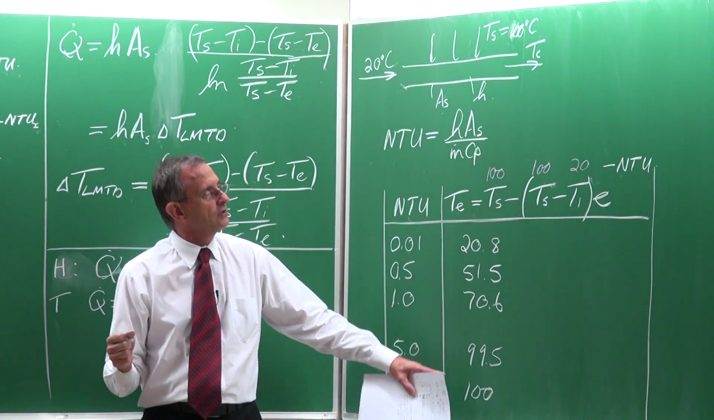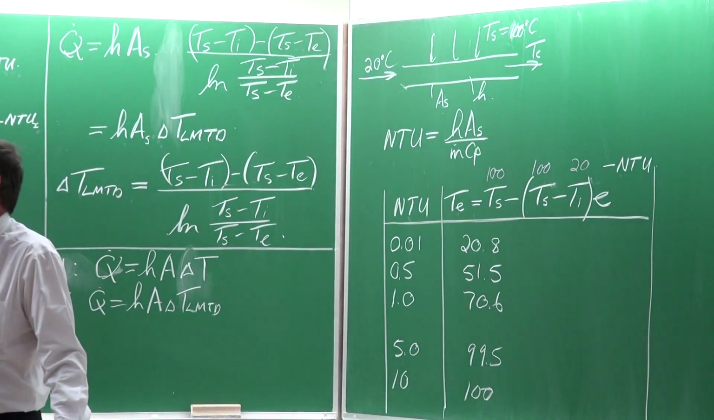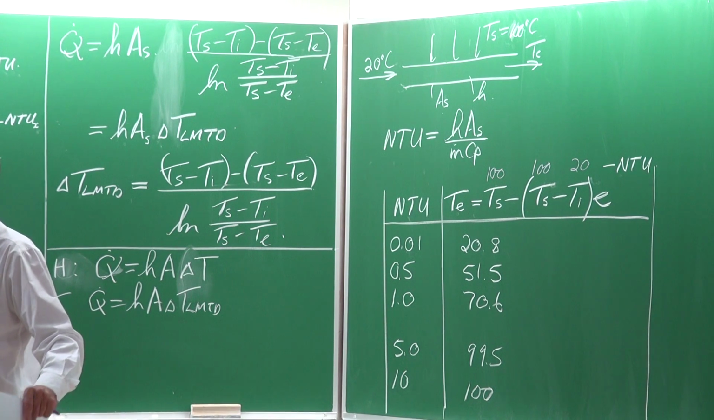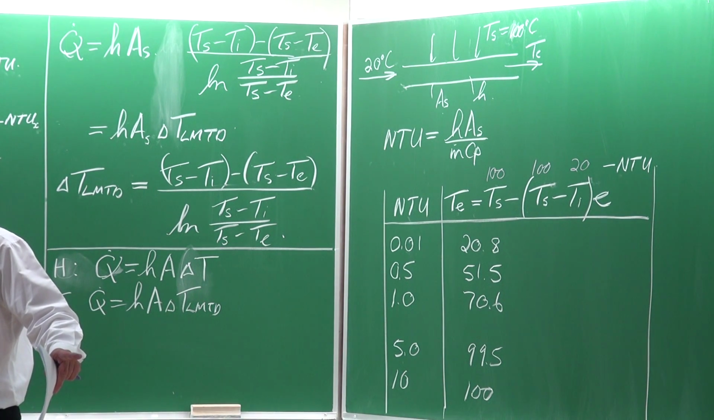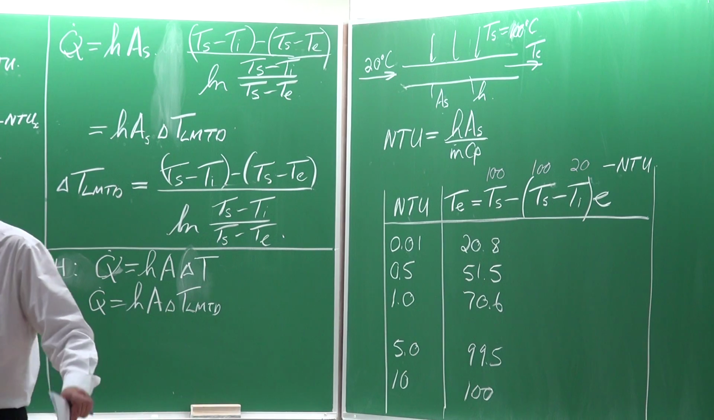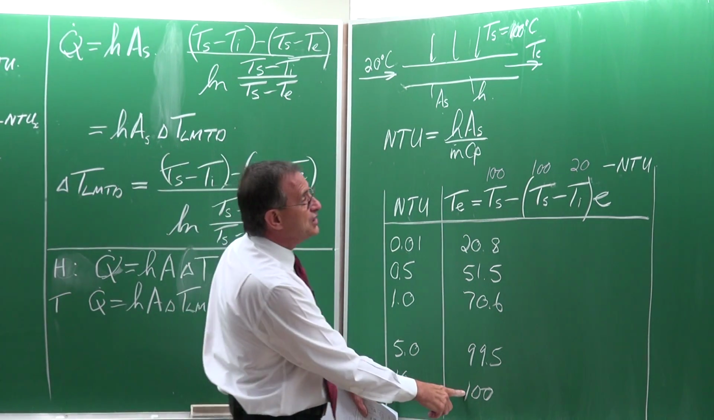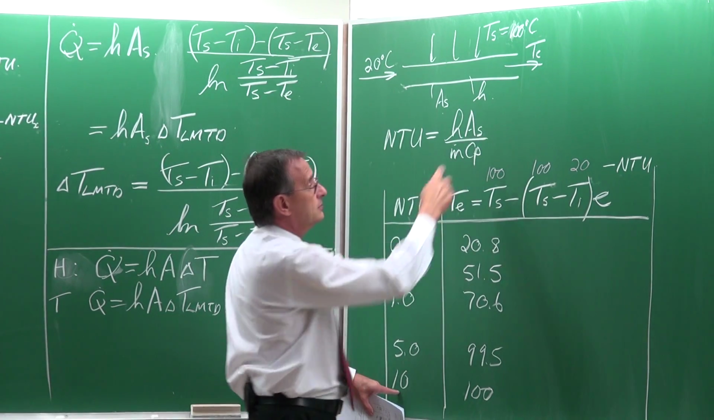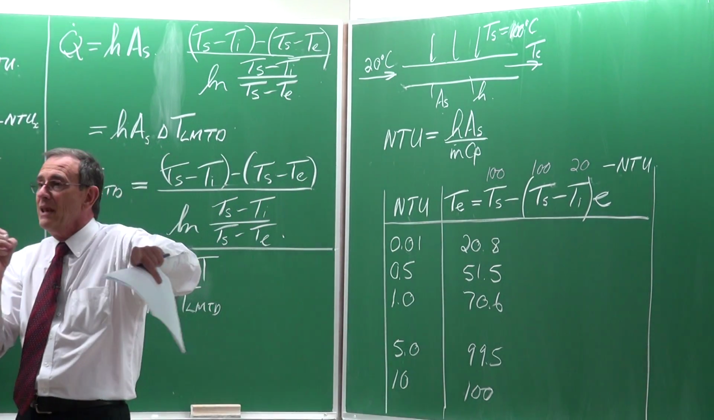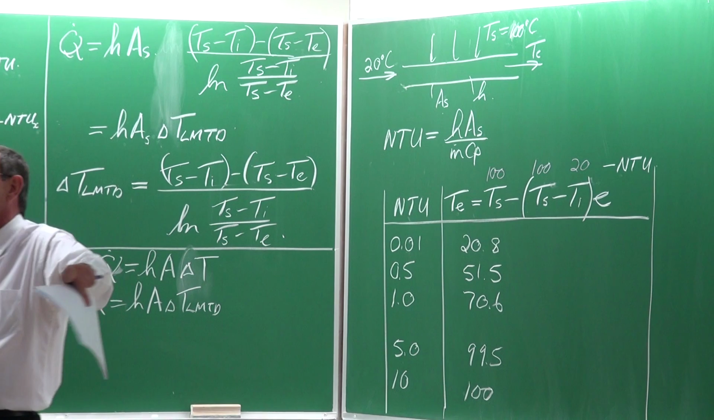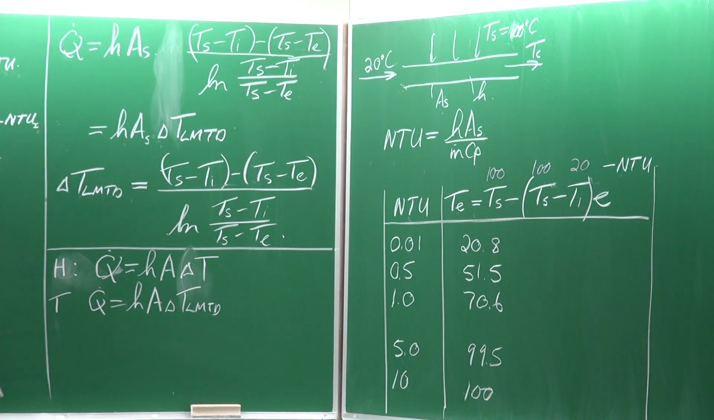Yeah, well, at 10 you're going to get to heat the water to 100 degrees Celsius. However, remember that the NTUs has to do with area. Okay, so it has to do with the length of the material that you're using or the length of your heat exchanger. So it costs money.